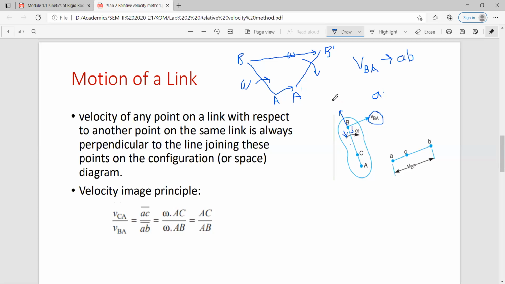Point B cannot move in this direction. It cannot move even towards A. It will always move perpendicular to the line which is joining point A and point B. Means in this particular direction it will move. So now you got what is the direction of velocity of point B with respect to A.